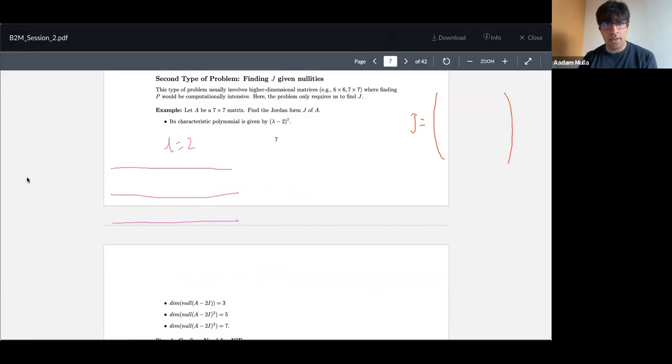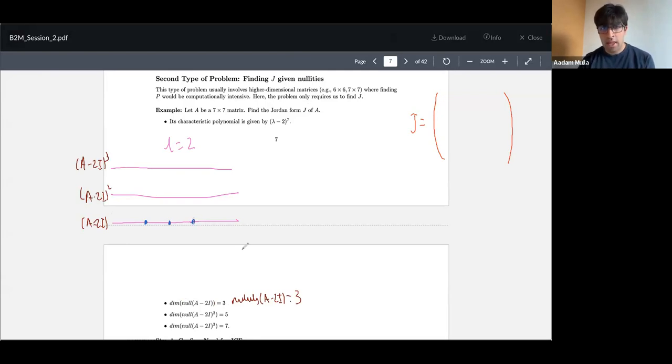Remember, this is going to be the nullity of A minus 2I. This one is going to be the nullity of A minus 2I squared, and this one is going to be the nullity of A minus 2I cubed. The dimension of the null space of A minus 2I equals 3. In other words, the nullity of A minus 2I equals 3. Perfect, that's a great start. That means we have 3 bases for our tower. We're not going to build up because we haven't even talked about A minus 2I squared. We're only building on the bottom row.